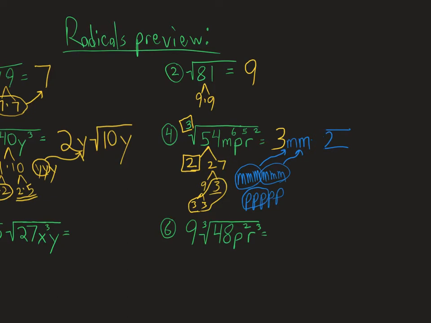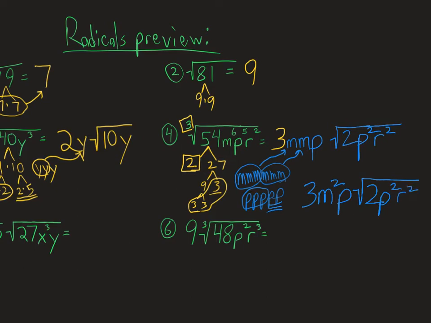Didn't give myself enough space. There's 1 group of 3. Take the cube root, that's the 1 P left out front. 2 P's can't come out, they stay underneath. And R squared, 2 R's, but we need 3. We don't have 3, so that R squared has to stay underneath as well. Final answer, we'll just say 3 and put the 2 m's together, 3m squared p. And then everything under the radical. We got a 2 p squared r squared.